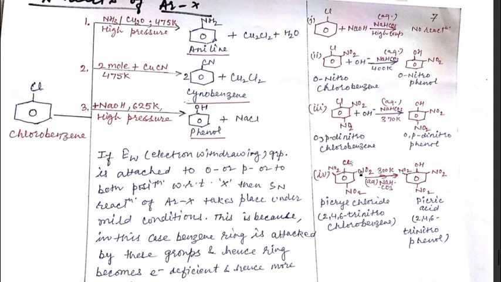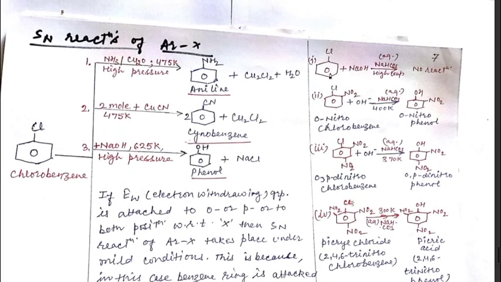And again, if all the 3 positions, both ortho and para, are occupied by electron withdrawing group, then nucleophilic substitution reaction is very easy. Only 300 Kelvin temperature is required and OH group can be introduced only by treating this compound with aqueous sodium hydrogen carbonate and we get picric acid, 2,4,6-trinitrophenol. Okay.